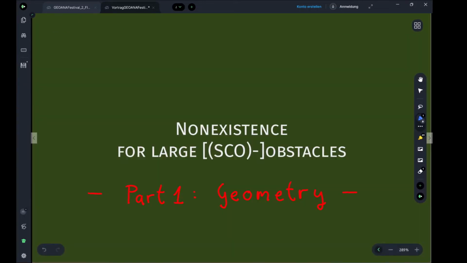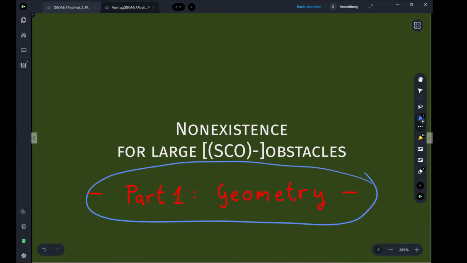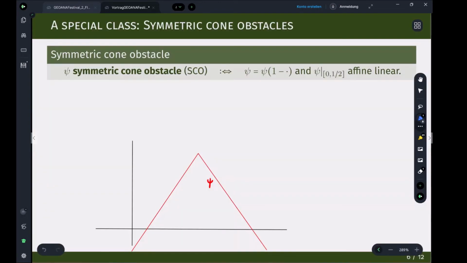So why does this hold true? Here in this video we will try to look at the geometry of the problem, and we will find the right class of obstacles for which we can obtain non-existence. To this end, we look at symmetric cone obstacles.